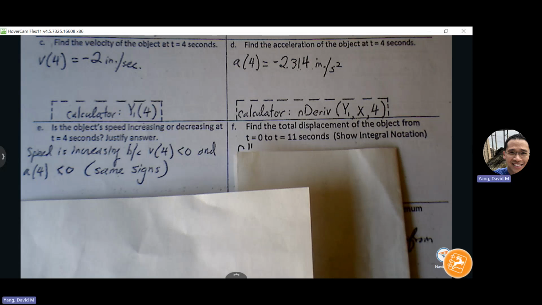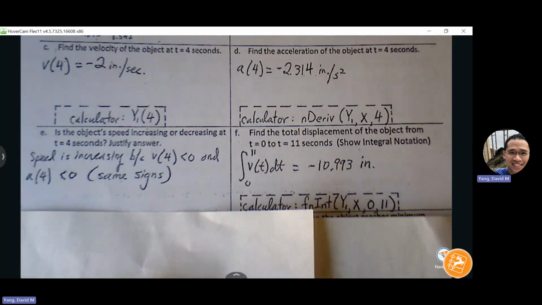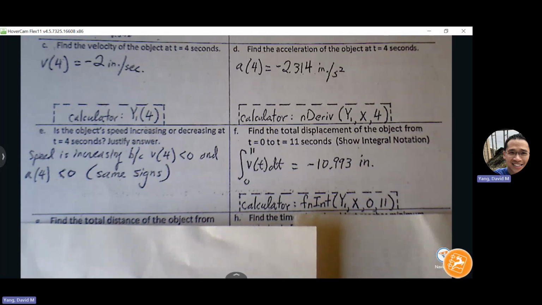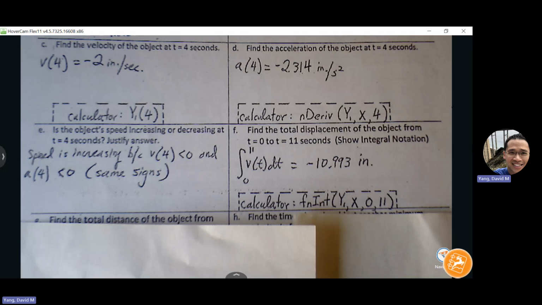Okay, part F, find the total displacement. So displacement is just the definite integral of velocity, right? Displacement just means I'm accumulating my velocity over a period of time, and that's going to tell me how much ground I'm going to cover in that time period. So it's just a definite integral from 0 to 11. It's okay to have negative displacement. All that means is that this particle has traveled 11 units to the left of where it started, or ended up 11 units to the left of where it started.